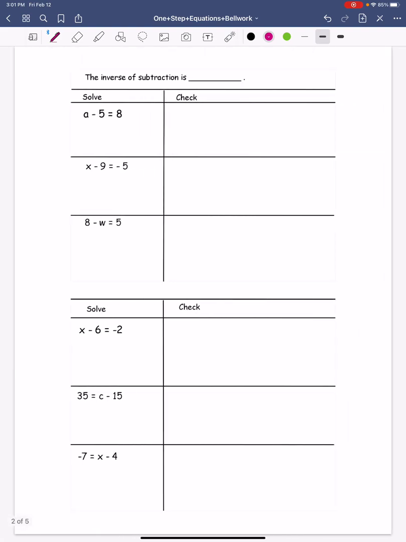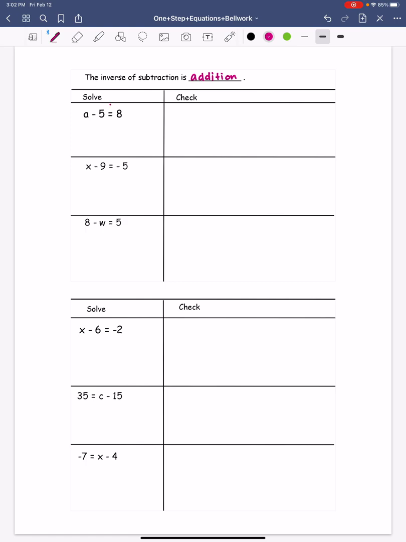Moving on to the next page, the top part says the inverse of subtraction is, and we're going to fill in that blank with addition. In other words, we use addition to undo subtraction. So we're going to do 2 different examples on this page, and then you guys can pause it, practice on your own, and come back and check your answers.